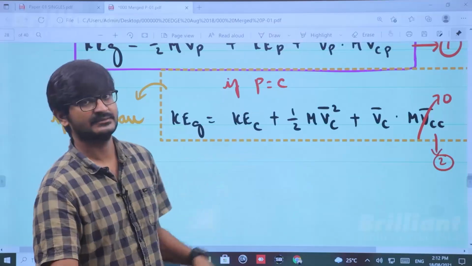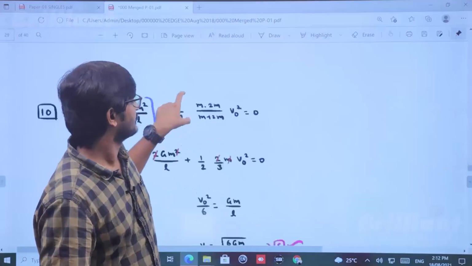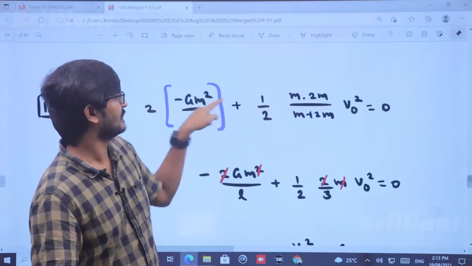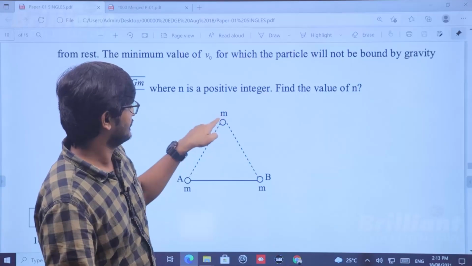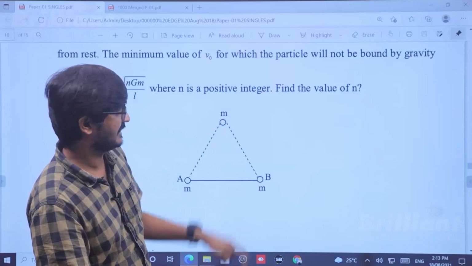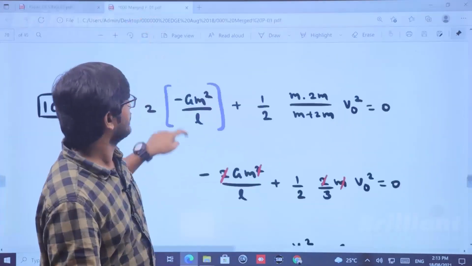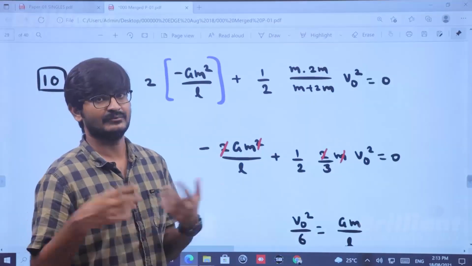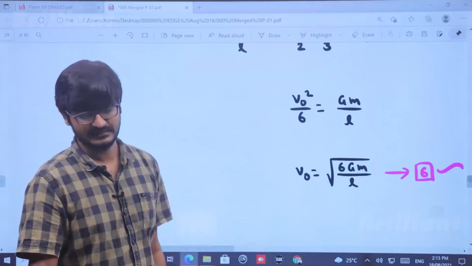Now, how much will be this part? This part will be half m1 m2 by m1 plus m2 into v square. So you can utilize only this part of kinetic energy, and you need to utilize it to break that potential barrier, right? So potential energy of this with respect to these two: minus G m square by L minus G m square by L. I am not bothered about potential energy between A and B because it won't be changing, right? If total energy turns out to be 0 in center of mass frame, then it will be unbounded, so greater than or equal to 0. From here we will be getting the required answer.